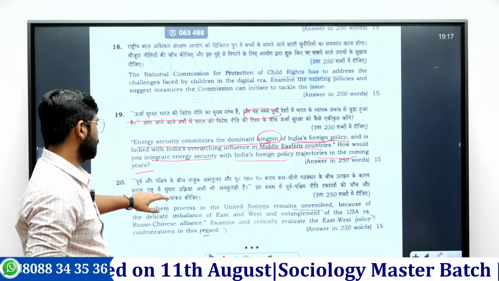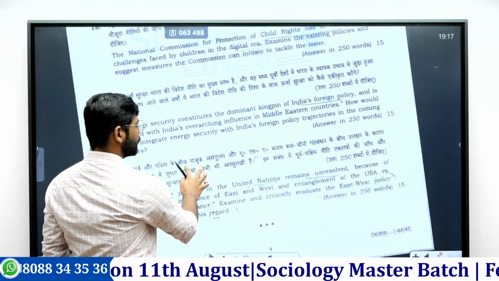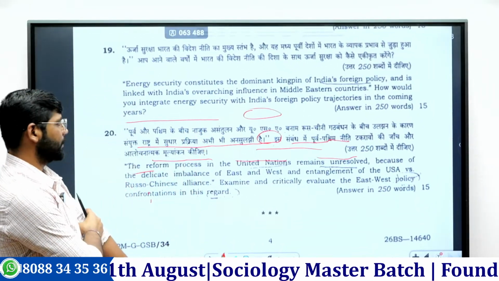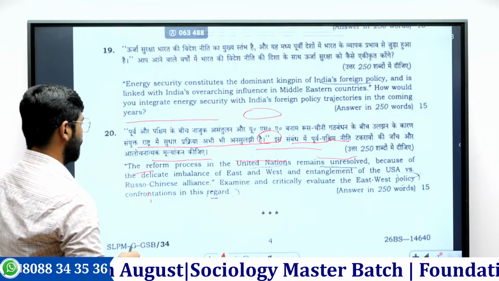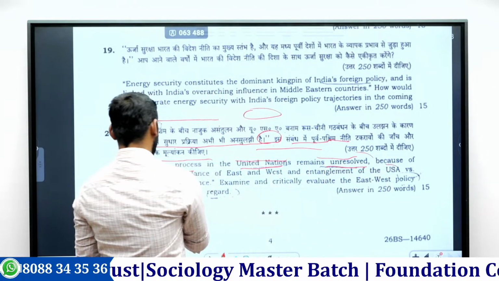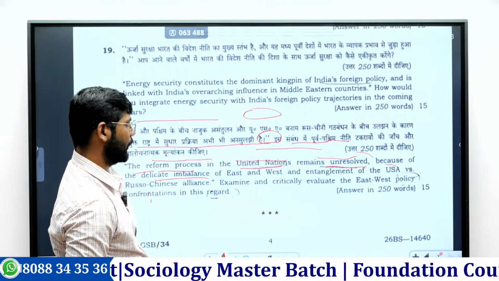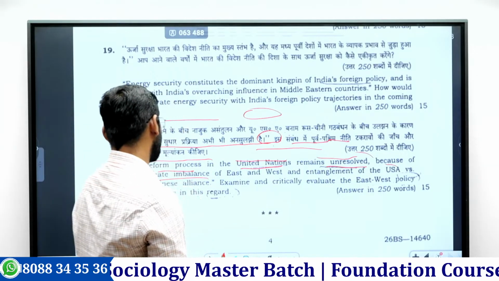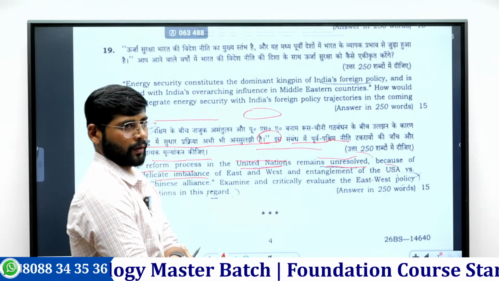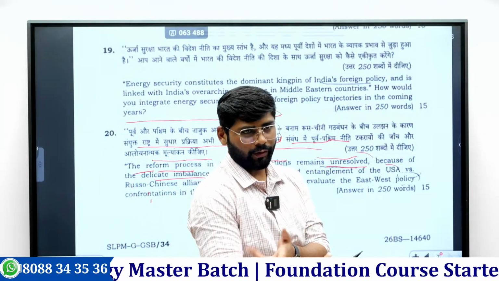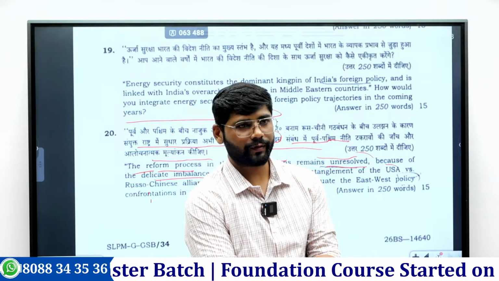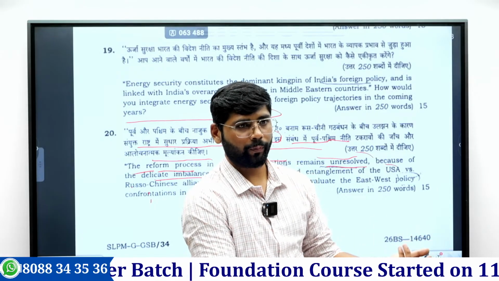See the last question. Reform process is also a very repeated question: UNSC reforms, United Nations reforms. The reform process in the United Nations remains unresolved because of the delicate imbalance of East and West and the entanglement of the US versus the Russia-China alliance. Examine and critically evaluate the East-West policy confrontation in this regard. They are saying UN reforms are not happening because of strained relations between East and West. East means China, India. West means European nations, USA.